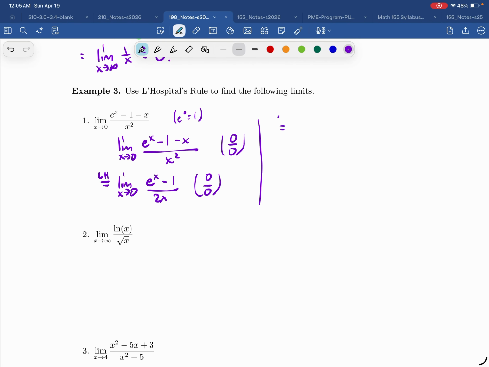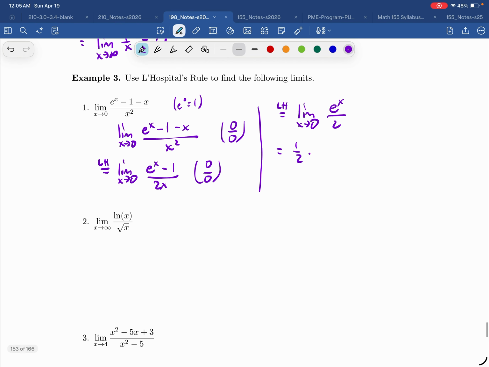And then we're going to use L'Hopital's rule again, right? Nothing says we can't use it more than once. And we get e to the x over 2. And at this point, we get 1/2. So that's our limit. Okay. Number 2.